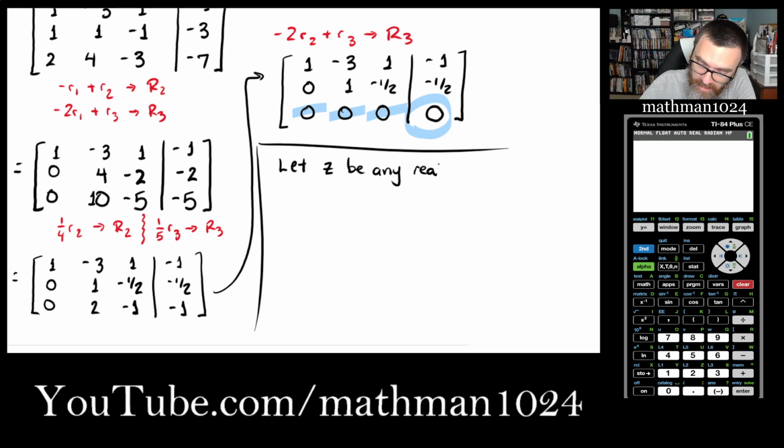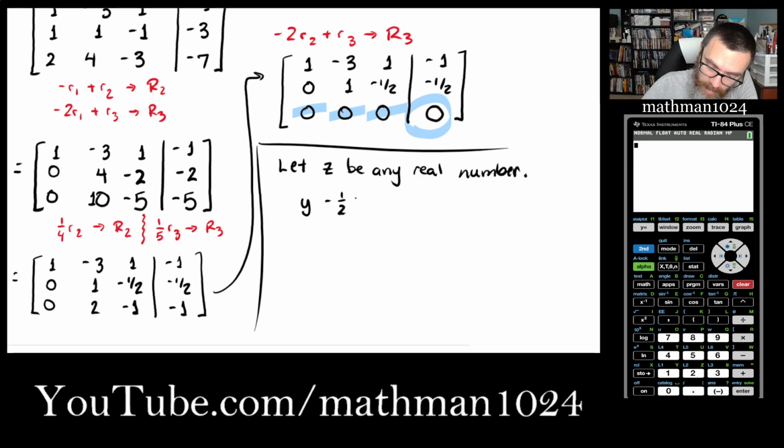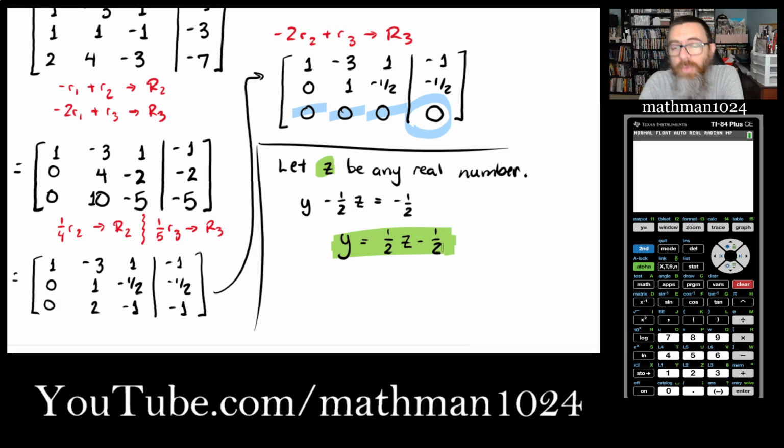be any real number. Well, what's y going to be? Well, that's where we take this equation right here from the row echelon form. That's going to mean that y minus half z equals negative 1/2. So when you solve that for y, y is equal to positive 1/2 z minus 1/2. So you've got z, you've got y. Now we need to find out what x equals.